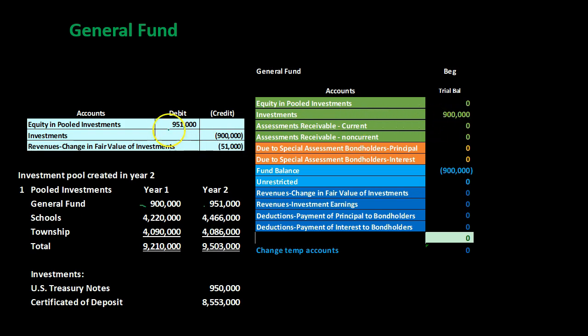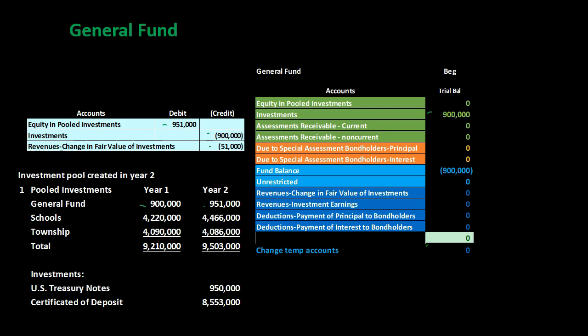When we put it into the investment pool, it's increased in value to the 951. So we're going to debit 951 in the investment pool because that's what it's at the point of time that we put it into the investment pool. Then we're going to decrease the investments by the amount that's in there, the original amount that we recorded it at, the 900,000. The difference between the two is, of course, revenue. So the 51,000 difference is the revenue that happened over that time period.